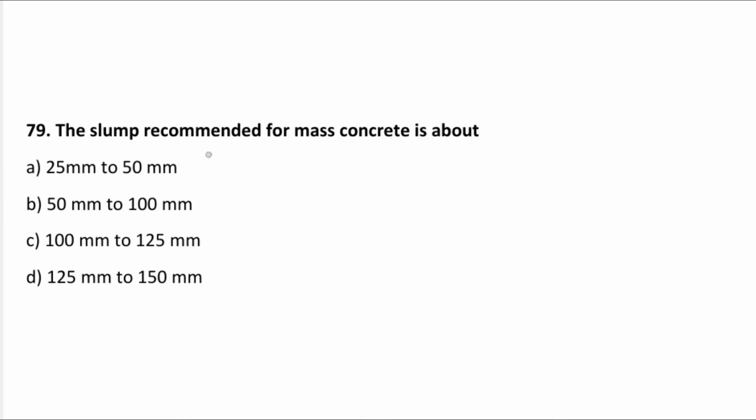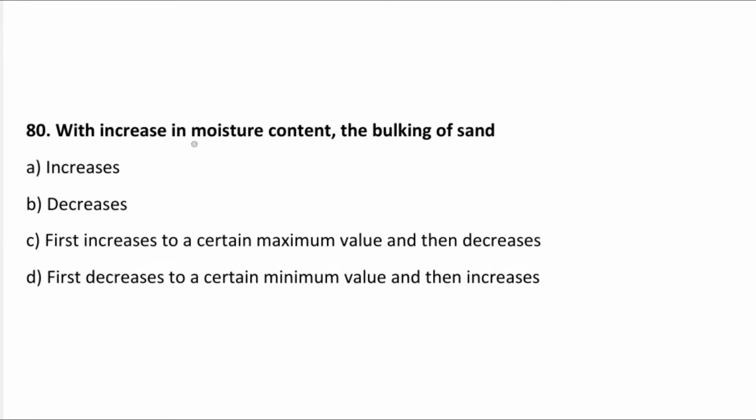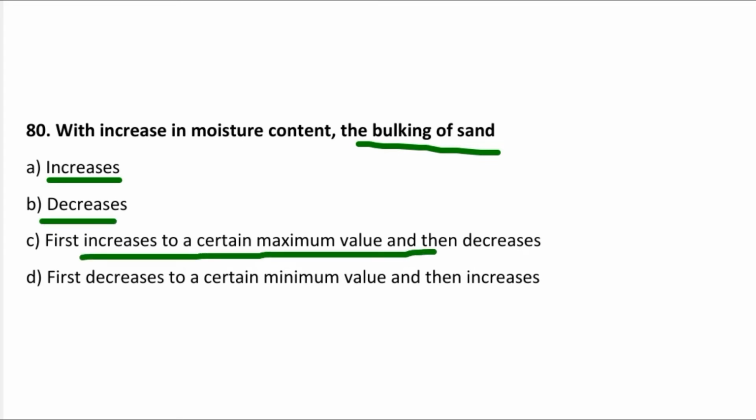So next question, the slump recommended for mass concrete is about option A 25 mm to 50 mm, option B 50 mm to 100 mm, option C 100 mm to 125 mm, option D 125 mm to 150 mm. So the correct answer is option A, 25 mm to 50 mm. So next question, with increase in moisture content, the bulking of sand, option A increases, option B decreases, option C first increases to a certain maximum value and then decreases, option D first decreases to a certain minimum value and then increases. So the correct answer is option C, first increases to a certain maximum value and then decreases.